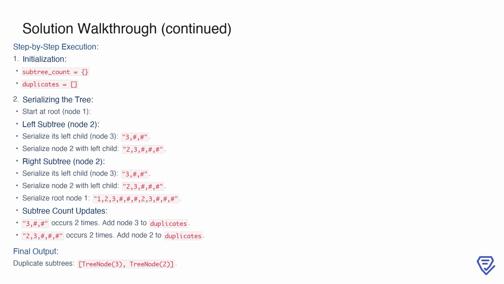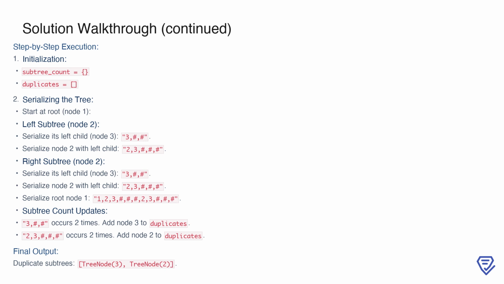Finally, let's examine a tree with identical subtrees. The root node is 1, with 2 child nodes, both labeled 2. Each of these nodes has a left child labeled 3. Starting with the initialization, we set subtree_count to an empty dictionary and duplicates to an empty list.